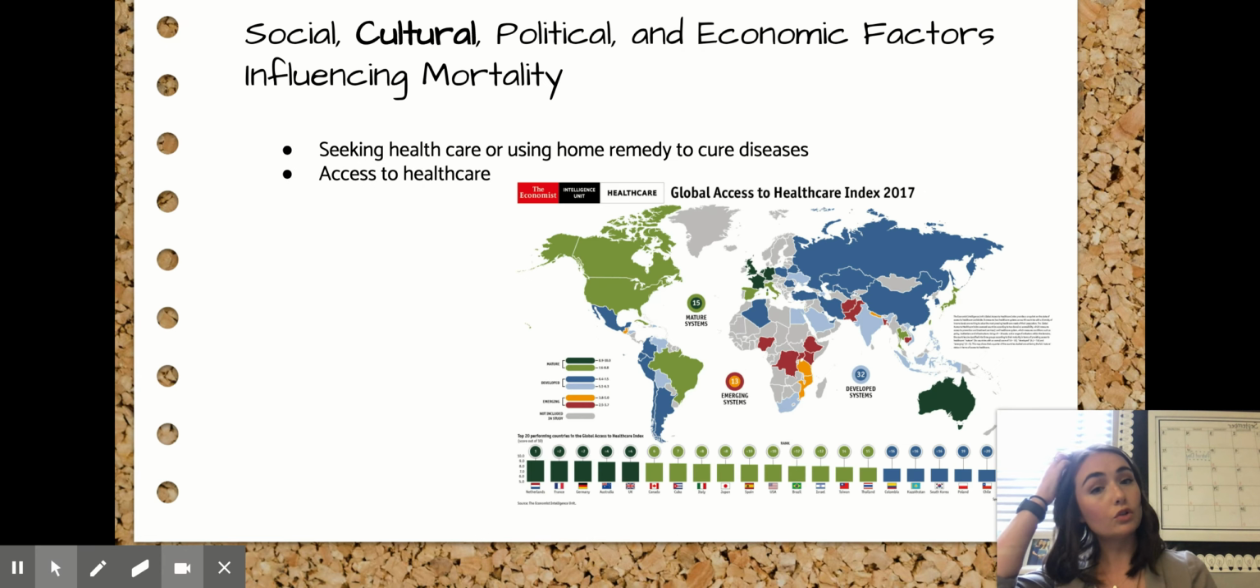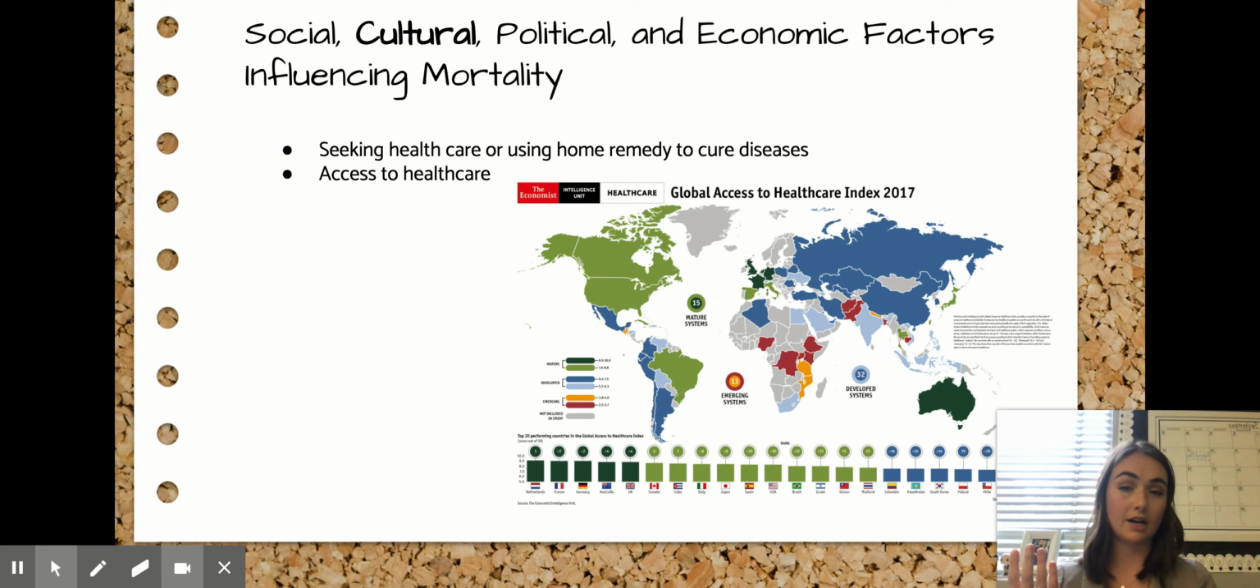So some cultural factors that influence mortality: seeking healthcare or using a home remedy to cure disease. So within this culture, is healthcare what people are looking for, or are they trying to cure diseases at home? Those are cultural factors. And then also access to healthcare. So is healthcare available to these places?